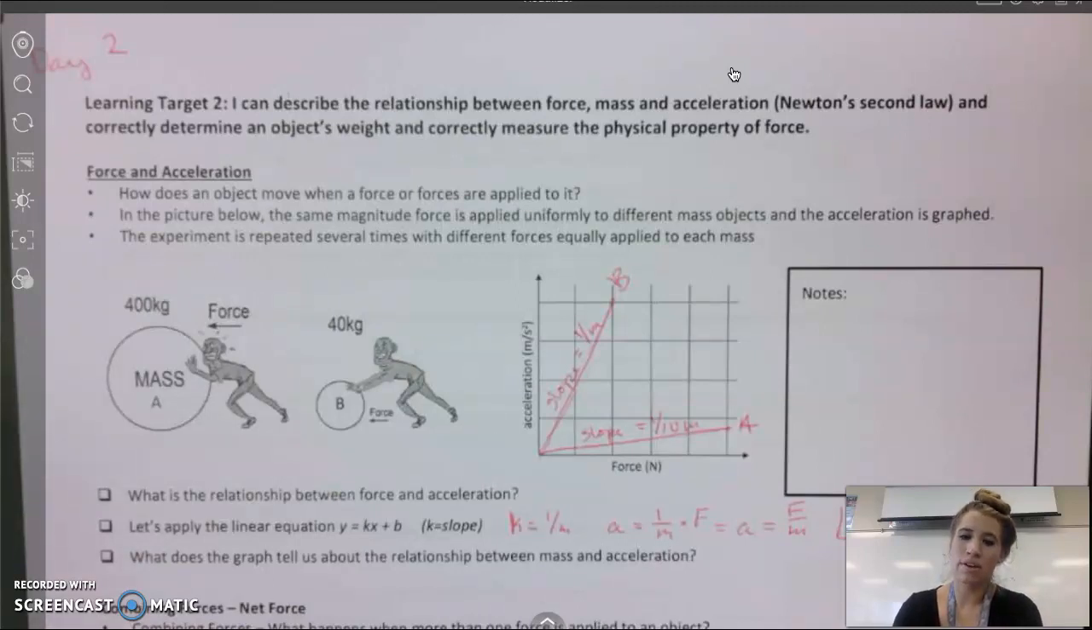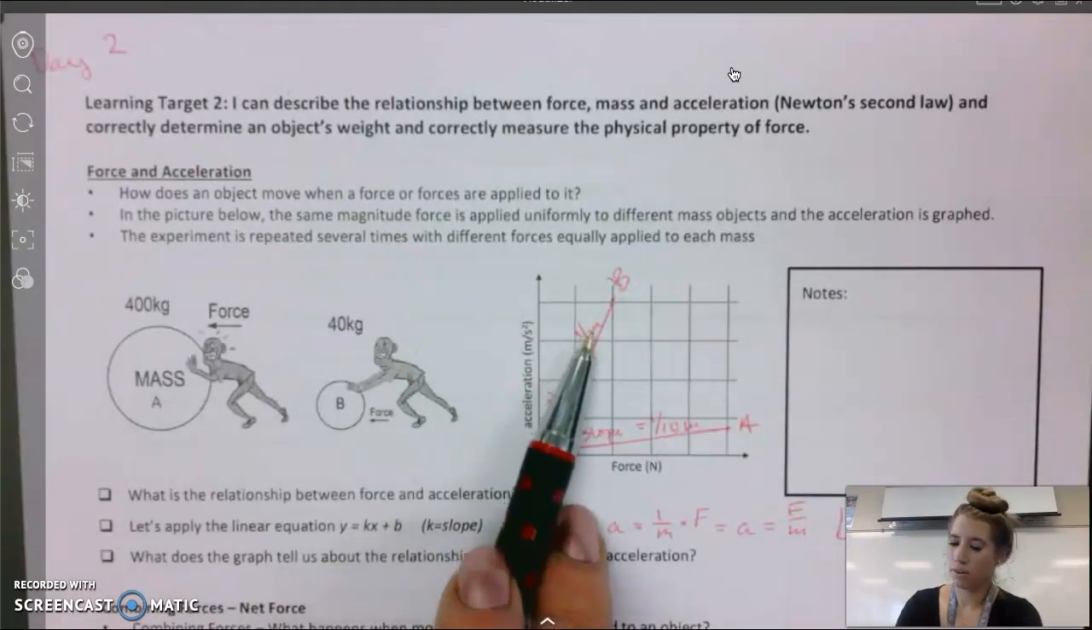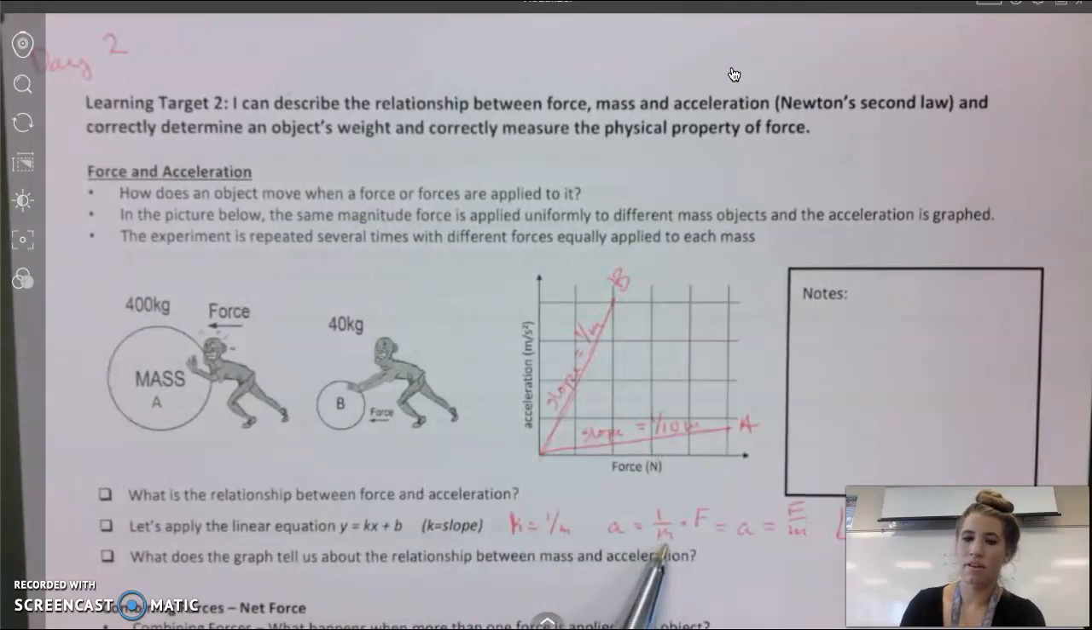So we can start plugging in these values. We can say my y value is acceleration. Okay? And my k value for this one is 1 over m. And then my x value is force. And then plus b. B is the y-intercept, and it's intercepting at 0. So we can rearrange this to say acceleration is equal to the force divided by the mass, or force is equal to mass times acceleration. And that's our big equation that we're going to be using. It's Newton's second law.